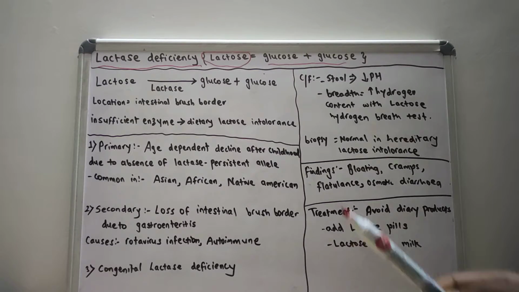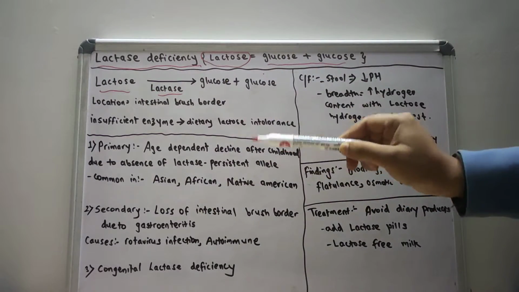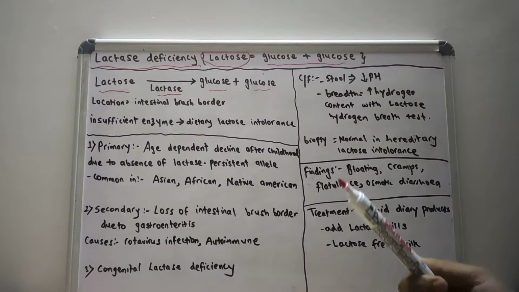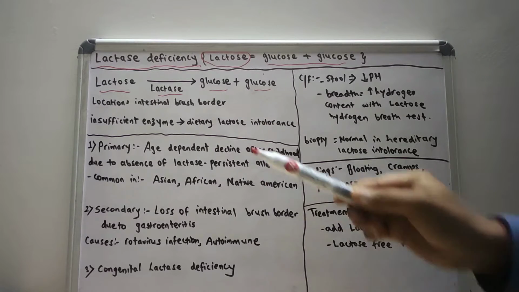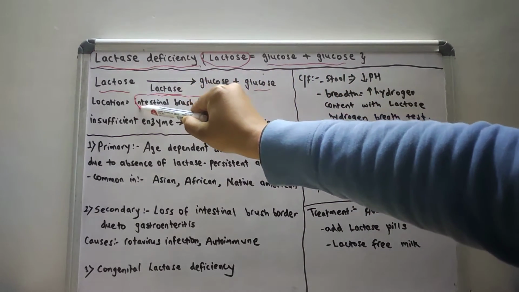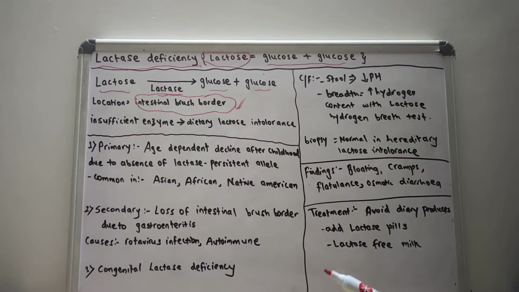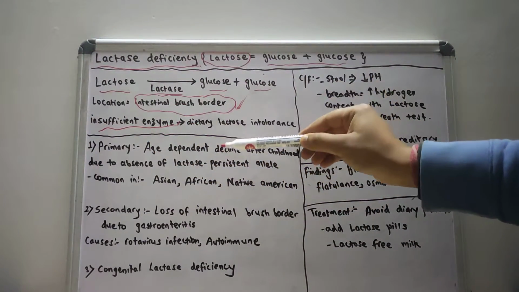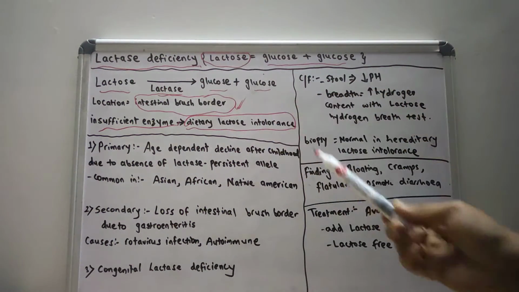So what happens is that lactose, upon the action of the lactase, is converted into glucose and galactose. So upon the action of the enzyme lactase on the lactose, two molecules of monosaccharides are obtained. This reaction mainly occurs in the intestinal brush border of our body. If there is insufficient enzyme, if there is insufficient lactase, then there will be dietary lactose intolerance.